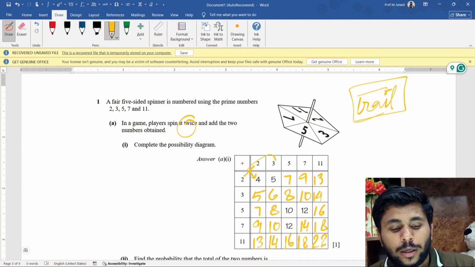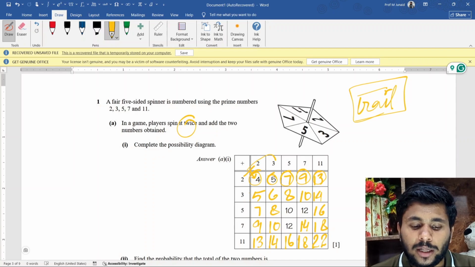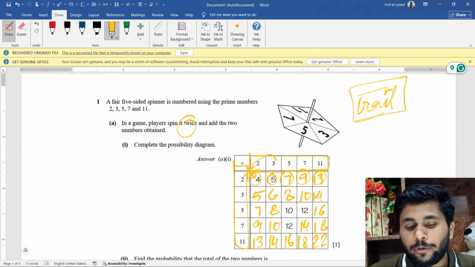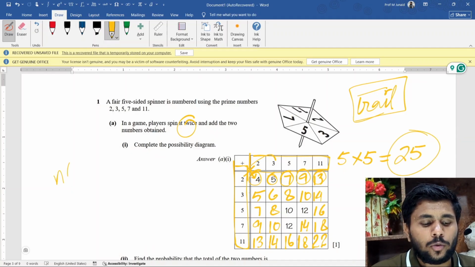There are two ways to find it. You can just count the numbers 1, 2, 3, 4, 5, 6, or if you have this row and this column, multiply both numbers, 5 in the rows and 5 in the columns. If you multiply, we will get the sample space. 5 multiplied by 5 is our sample space. So n of S equals 25.